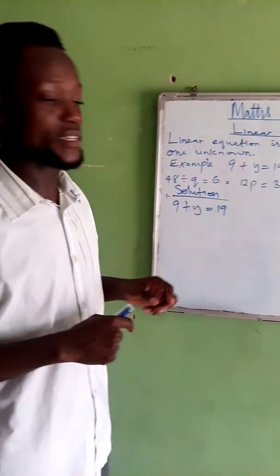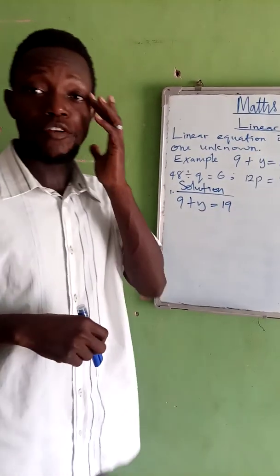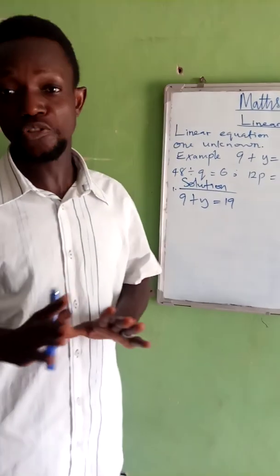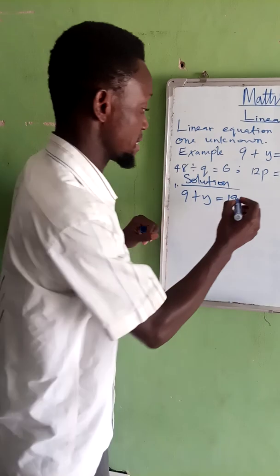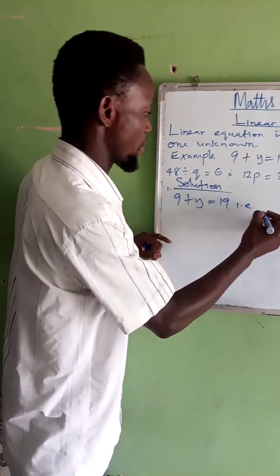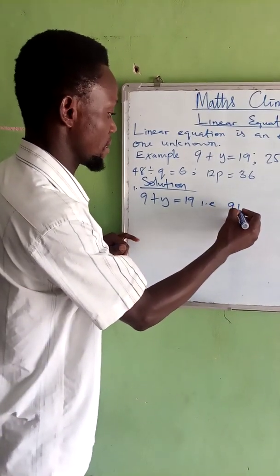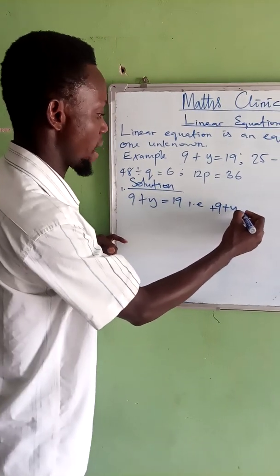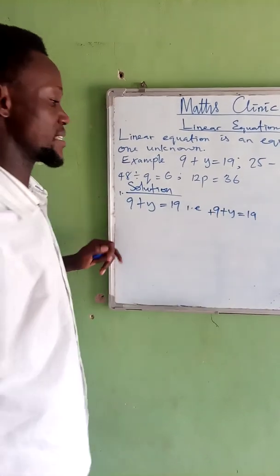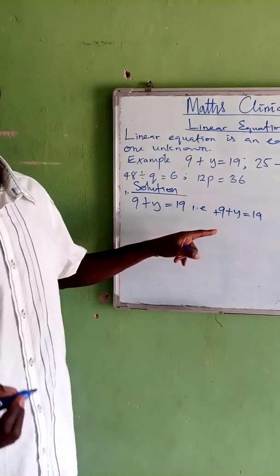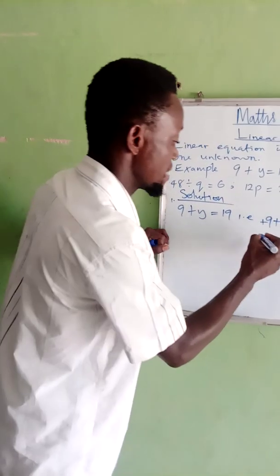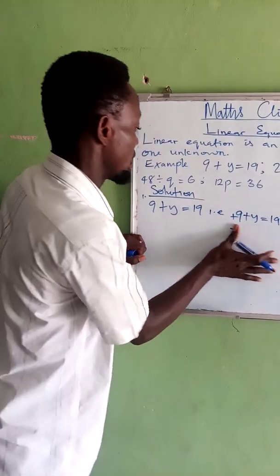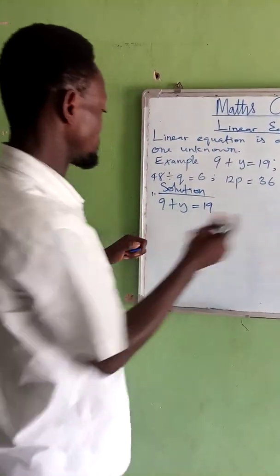Before we start this, note this. A number is a positive number unless minus is introduced to such number. That is, when you have 9 plus y, this is plus 9 plus y equals 19. This number changes only when negative is introduced, that is minus 9. Take note of that. Okay, now back to the solution.